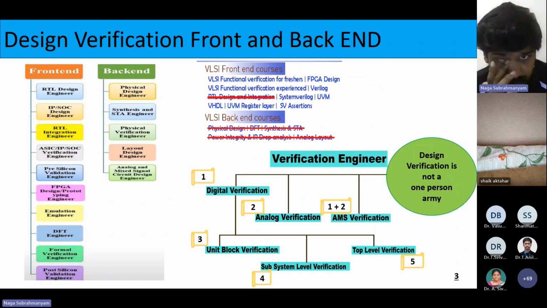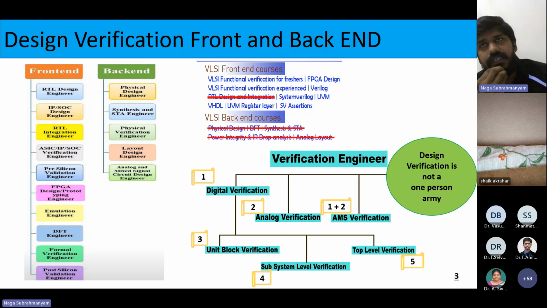Okay. See here, these are the various types of verification engineers. It's not a thing like a one man army. It requires many other points, many people's efforts.